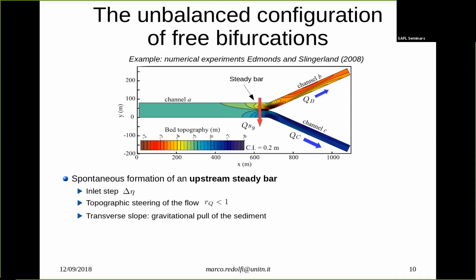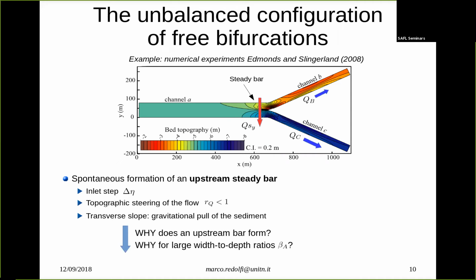This steady bar has three consequences. First, you have a formation of an inlet step, which is a different elevation at the entrance of the channels. Then you have the topographic steering effect that tends to deviate water towards the right branch here. And then you also have an effect on the sediment load, which tends to get deviated by gravity towards the right channel due to the transverse slope.